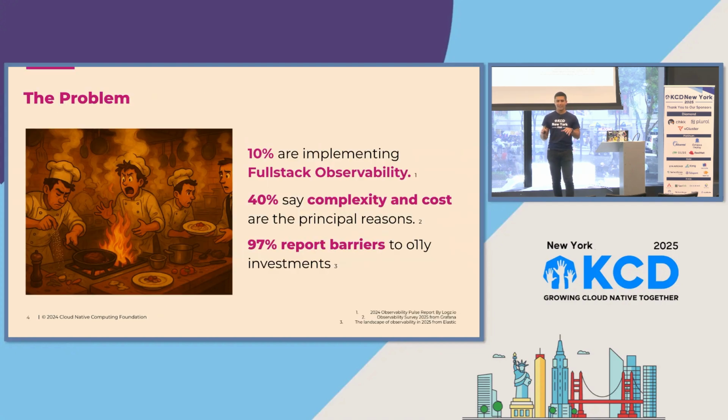So the problem is that most of the time we look like this kitchen when we are making magic to satisfy our customers. And while full stack observability sounds pretty awesome with all the tools and everything the CNCF is giving you guys, only 10% of companies are actually implementing it in production. And the Elastics, the Grafanas of the market, the Dynatraces are actually struggling with implementing this software because most of them say that the customers are struggling with complexity, cost, and reporting barriers when they are investing in observability.